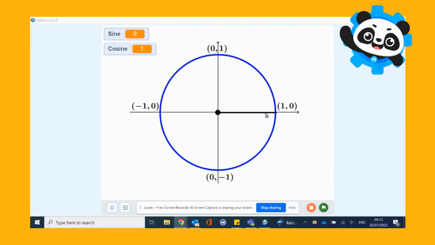The project that stands out the most to me is the interactive unit circle, which I created using mBlock. mBlock, which stands for Make Block, is a block coding software which is available online. I worked with my lead mentor to create an interactive unit circle, which reads the values of sine and cosine as you move around the circle.